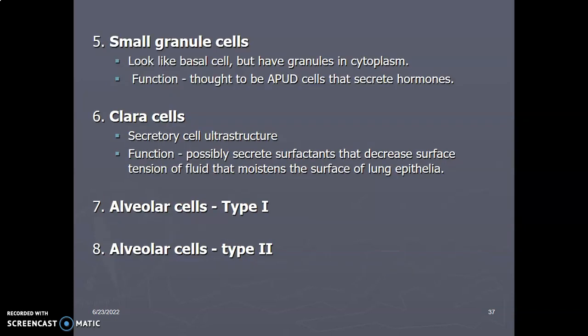Number 5, you have granule cells. These granule cells have granules in their cytoplasms, and they are cells of the amine protein uptake and decarboxylation. So they are neuroendocrine cells that secrete hormones to regulate the respiratory tract. We have Clara cells. These are secretory. They secrete surfactant. Surfactant helps to reduce surface tension of fluid and moisten the surface of the lung.